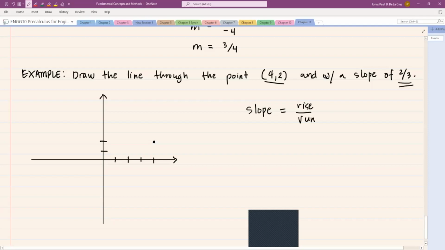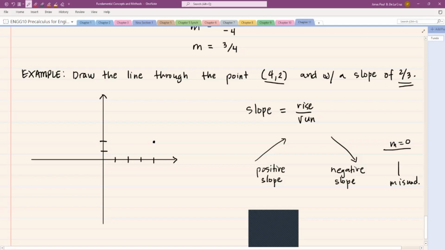Kapag positive, balik tayo doon kanina sa inclination. Kapag positive yung slope, upward to the right siya, di ba? This is a positive slope. Kapag naman downward to the right siya, this is a negative slope. Yan. Kapag horizontal, the slope is 0. Kapag vertical, m is undefined. Di ba? Ngayon, ang given sa atin ay positive na slope. How do we plot the second point?